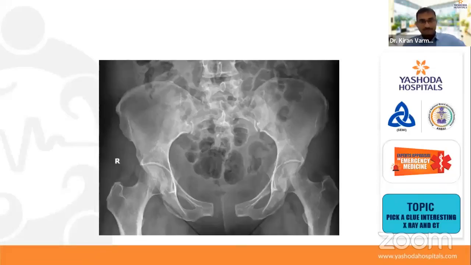So this is the X-ray. What is your diagnosis now, by looking at this X-ray? Then you have to think about types of pelvis fracture. Yes, open book fracture. Ashok, you're right. Rajesh, open book fracture. Diastasis, Reshma, open book.